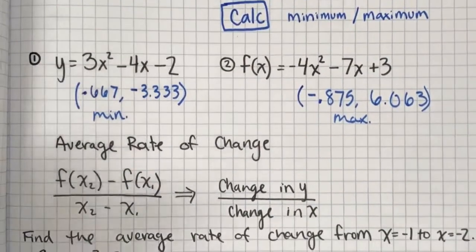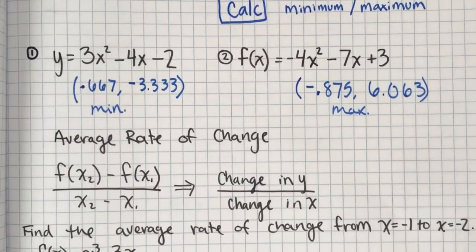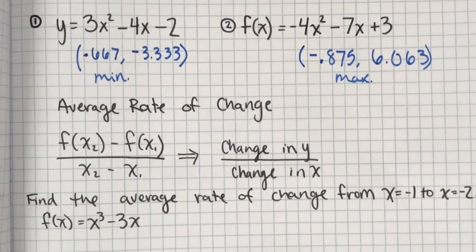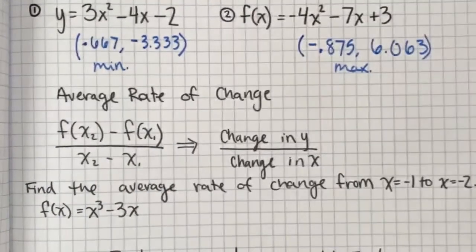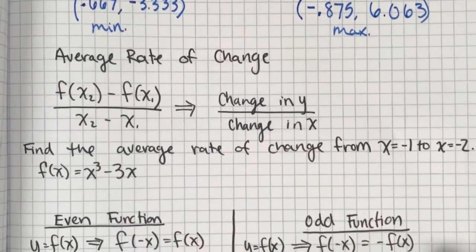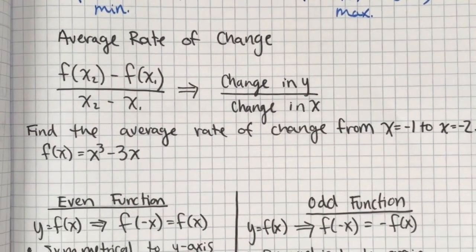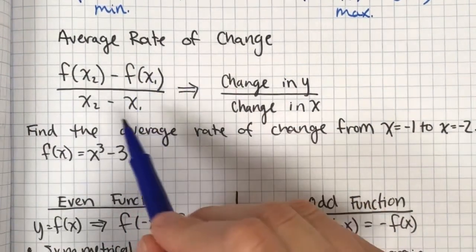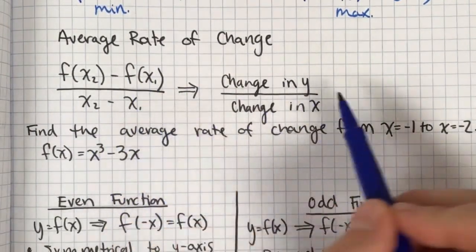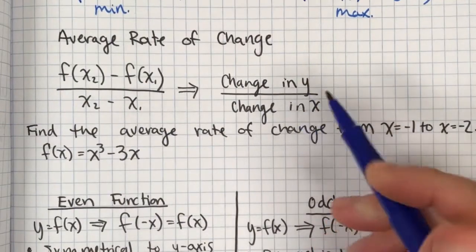All right, next one, we're going to find the average rate of change. Okay, we know how to find rate of change, but sometimes when we're dealing with non-linear functions, we can't find the exact rate, so we're just finding the average. All right, so we're going to take the difference of two x values, plugged into the equation, divided by just the difference of the values. So change in y over the change in x.